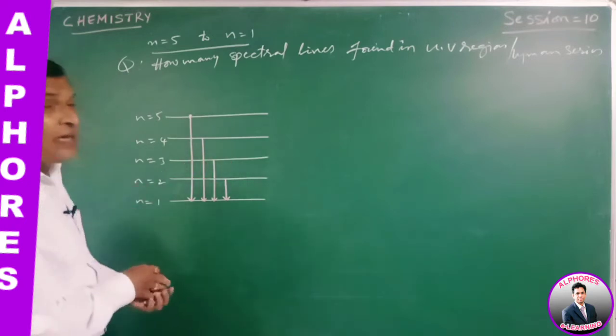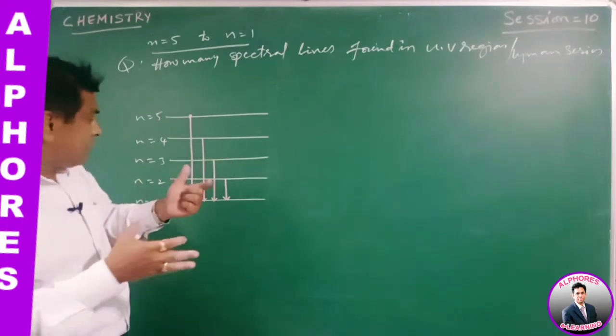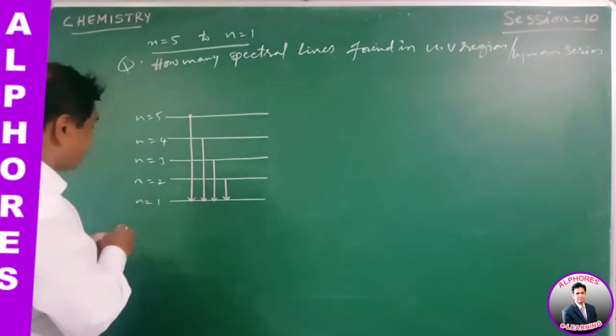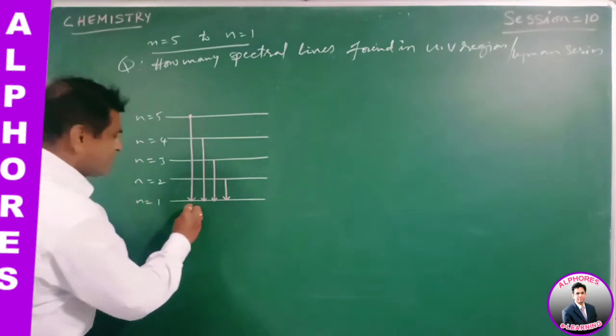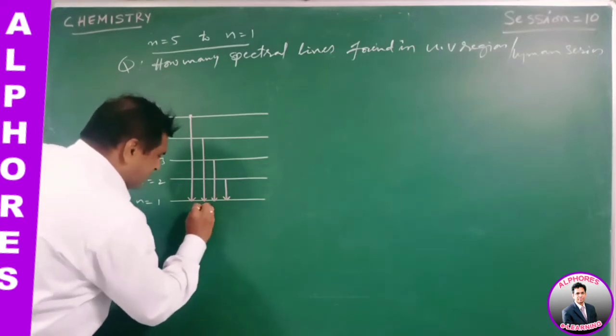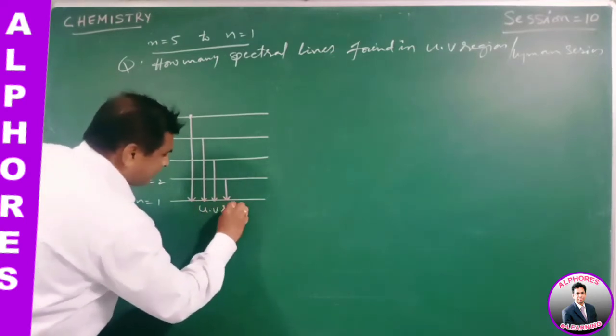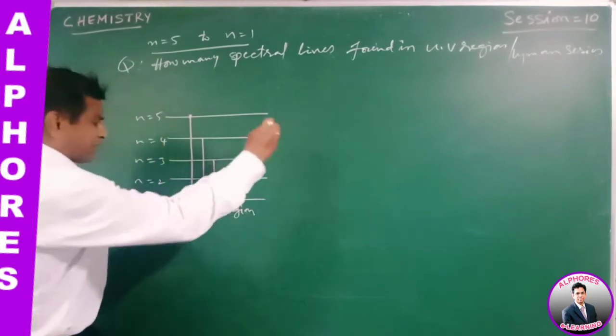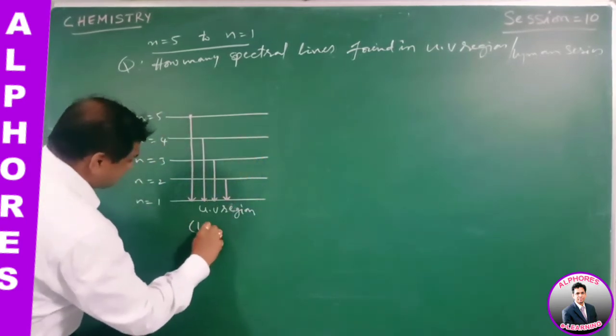Finally, we have to check the spectral lines in the ultraviolet region, that is, at the 1st orbit, when n is equal to 1. Here all the spectral lines appear in the UV region, and this series of spectral lines is named the Lyman series.